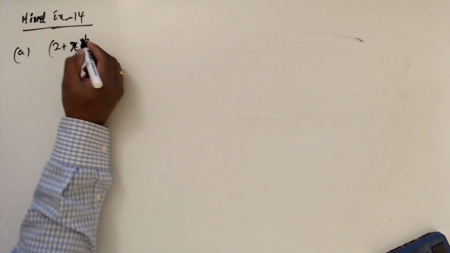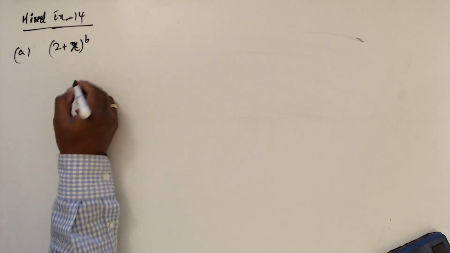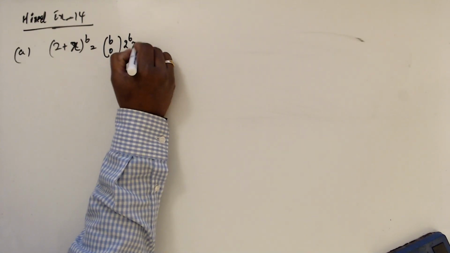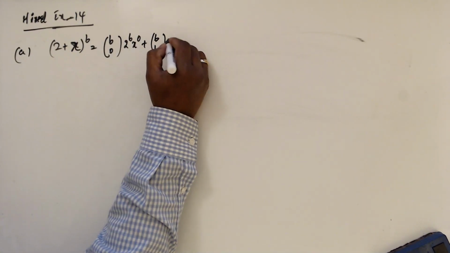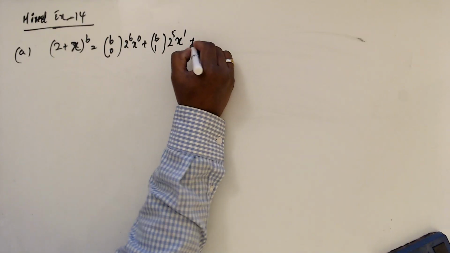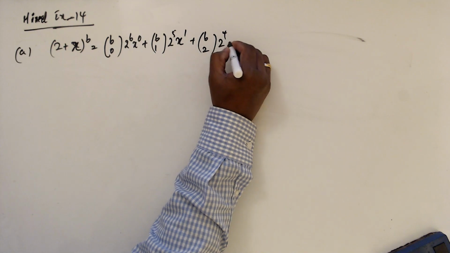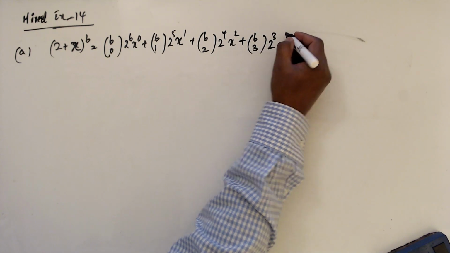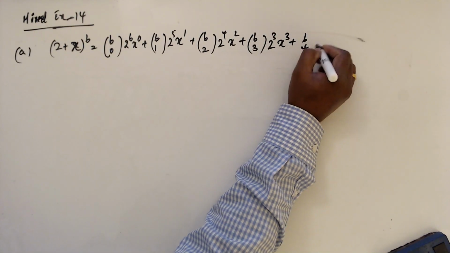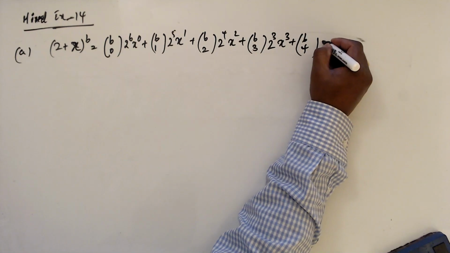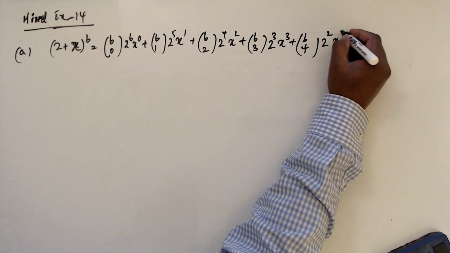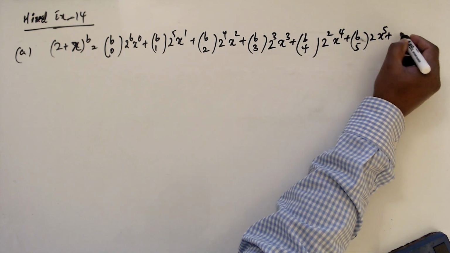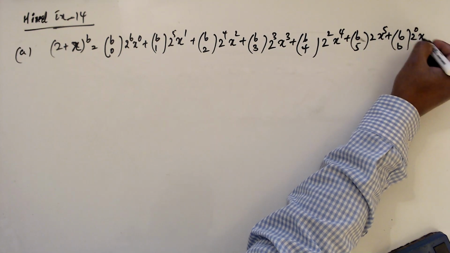Question number 14. (2 + x)^6. So we need to do the expansion. C(6,0) 2^6 x^0 + C(6,1) 2^5 x^1 + C(6,2) 2^4 x^2 + C(6,3) 2^3 x^3 + C(6,4) 2^2 x^4 + C(6,5) 2 x^5 + C(6,6) 2^0 x^6.